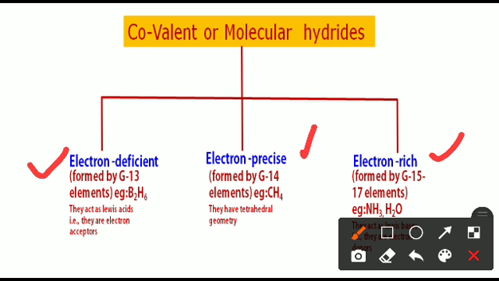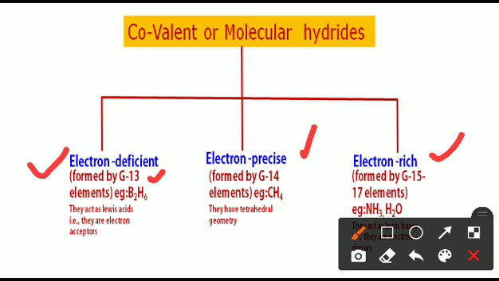Electron deficient hydrides are formed when hydrogen is bonded with group 13 elements. For example, B2H6. They act as Lewis acids. Here they are electron acceptors. Group 13 is an electron deficient group, and that's why they are acceptors. That's why they act as Lewis acids.